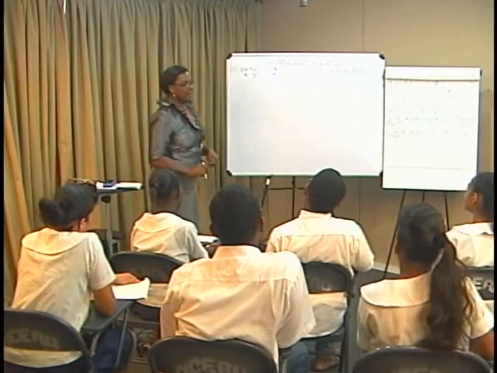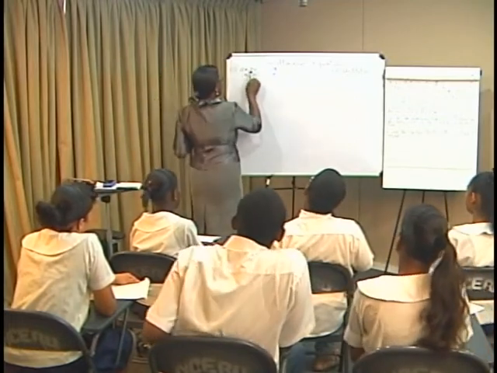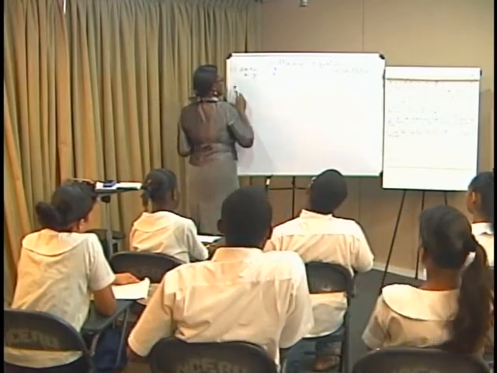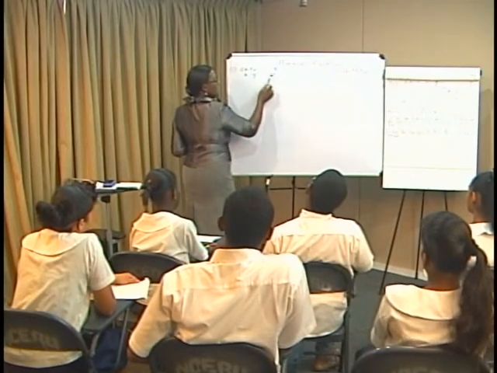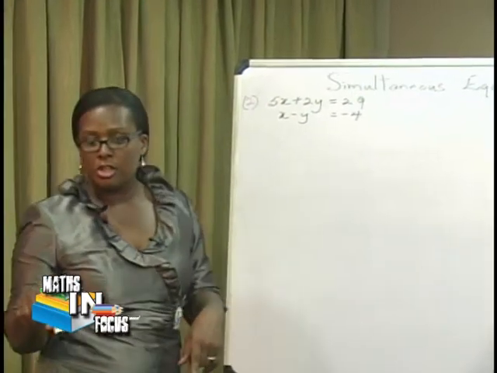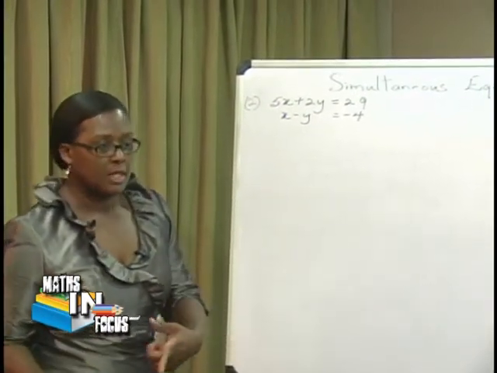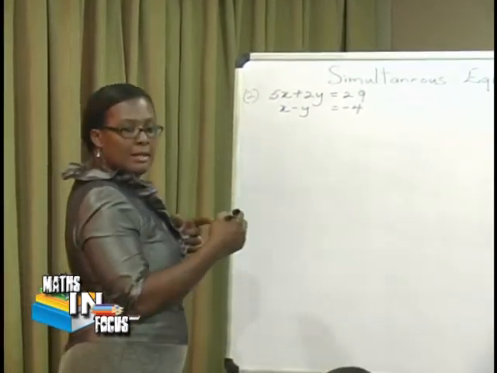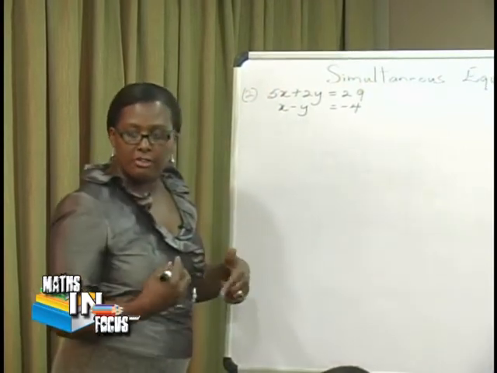Take this example. Now we have a second pair. 5x plus 2y equals 29. x take y equals -4. Now this is going to be your challenge. But before you get into it, let's start the initial phase.